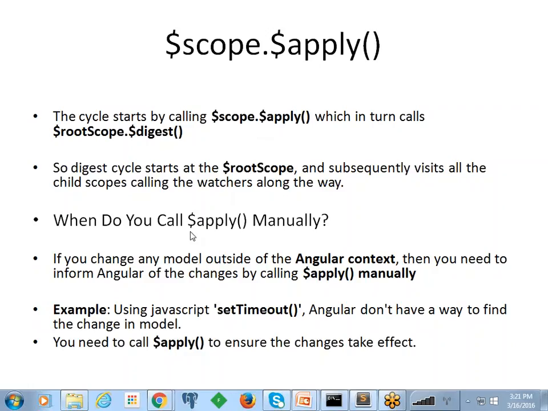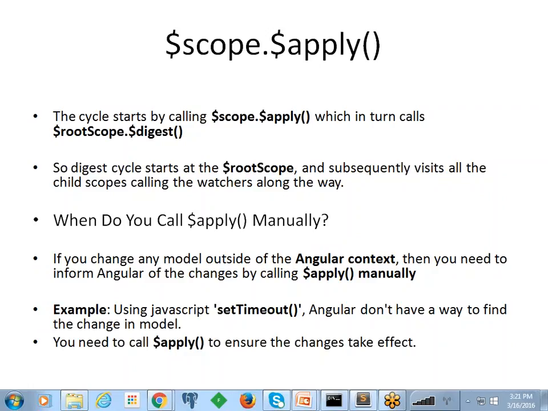So when do you call $apply manually? Before this part, this is the Angular framework handling internally. Sometimes there may be a situation where you need to manually call $apply. I told you about the Angular context, right? If we are using some third-party library or something else, we are in a situation to call $apply manually. Otherwise, the model will get updated, but the view will sometimes not get updated. When seeing the example, you will get a clear understanding.